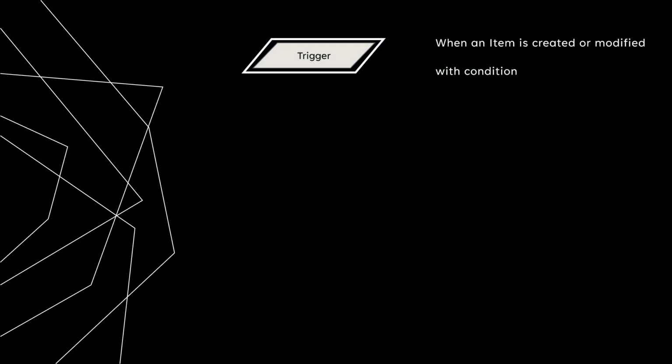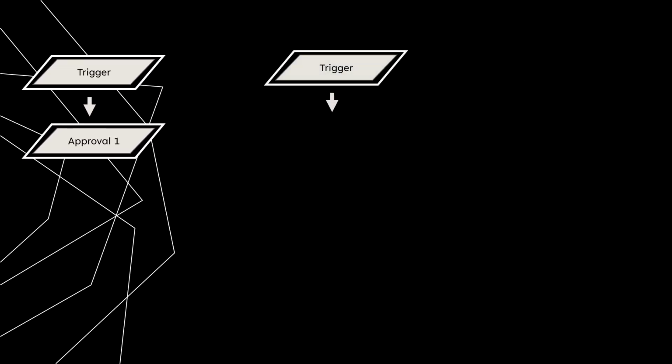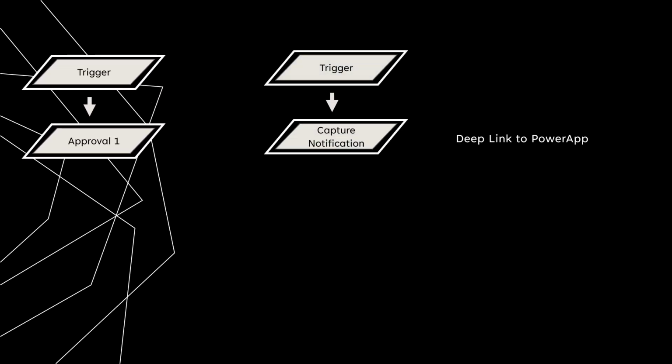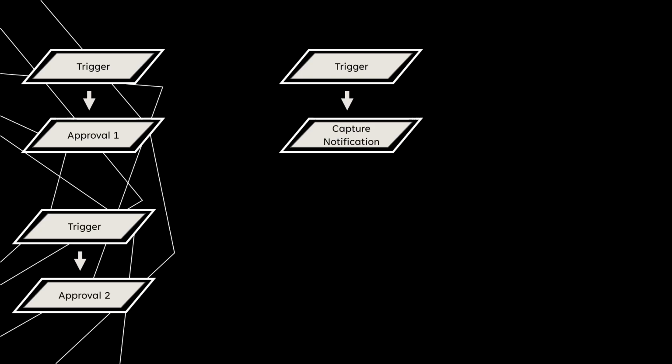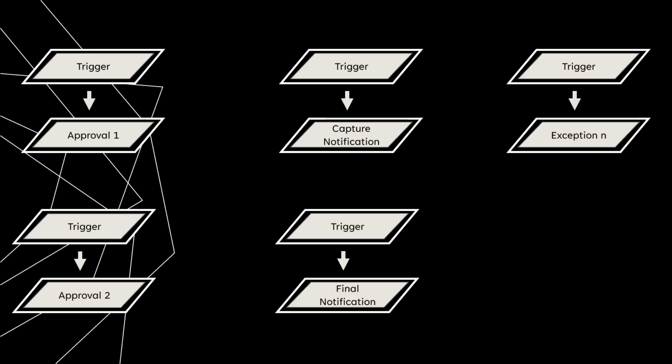So what we'll end up with is now our triggers when an item is created or modified, and we can have conditions based on that, depending on what's changed, the different one will trigger. Then we can do our approval, and we'll still use our out-of-the-box approval action. Then we have another one to trigger people to capture information, and we can deep link them into the Power App. We have another one for a second approval. We have another one for our final notification.